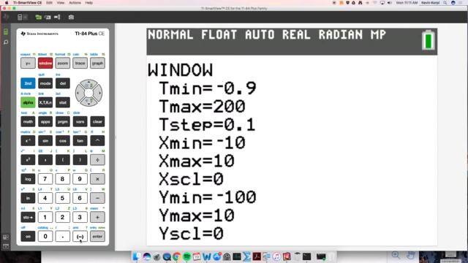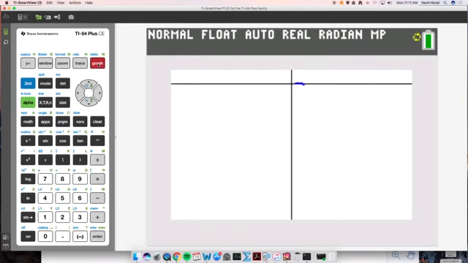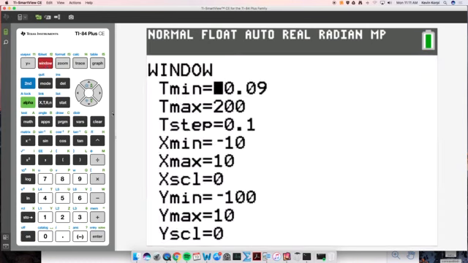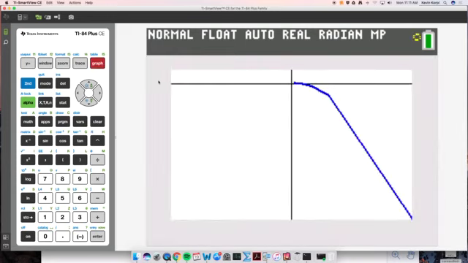Let's go to the window now. Instead of -0.9, how about -0.09? I went further away. I'm an idiot sometimes. Okay, stop. There we go. -0.99. That's what I wanted to do. Oh, whoa! Wow.